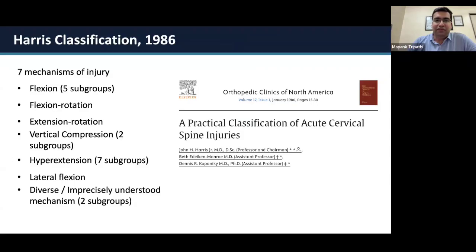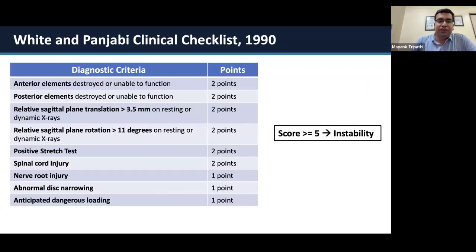Now, what we have seen in these classical three classification systems were based only on the mechanism of injury and the resulting distortion of the bony abnormality. There was no comment upon the status of the neurology of the patient. For the first time in 1990, the White and Punjabi clinical checklist came, which took into consideration the status of spinal cord injury, nerve root injury, keeping in consideration the neurological status of the patient.